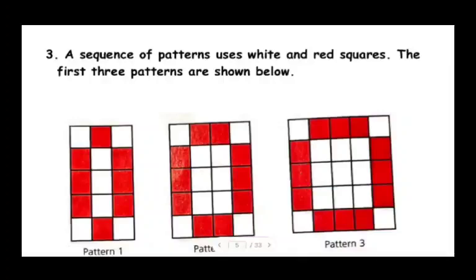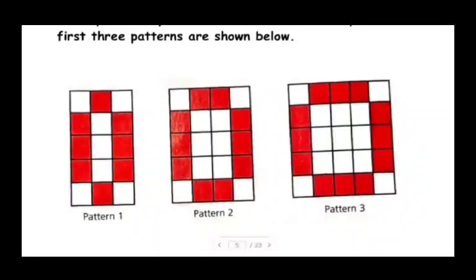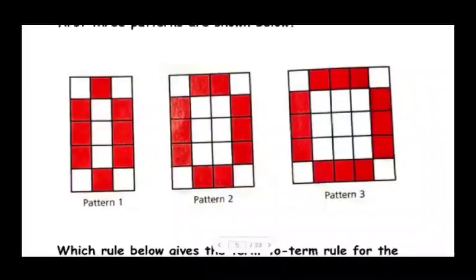Our third sum says, a sequence of patterns uses white and red squares. The first three patterns are shown below. Here are our first three patterns, and our patterns have red and white tiles apparently. So let's do some basic work before we attempt the questions. How many white tiles and how many red tiles are in each of the patterns?